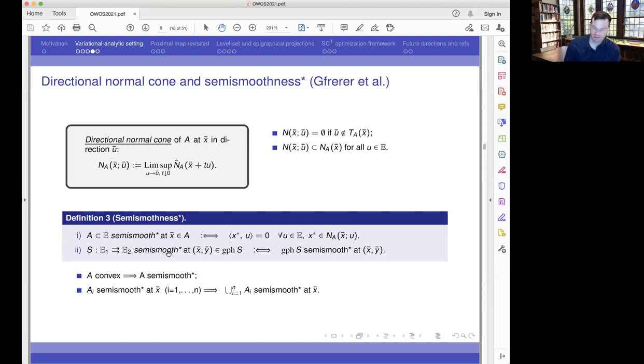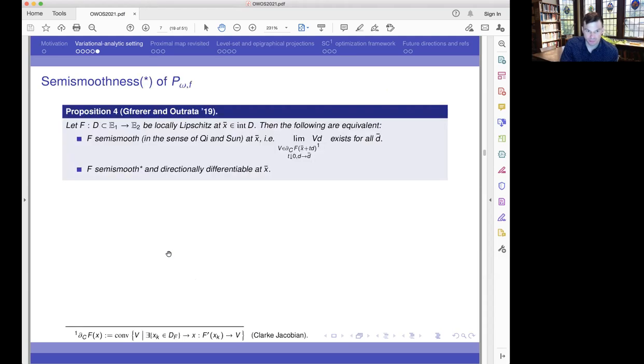Now, there's actually quite a nice calculus that comes with semi-smoothness star. And here are just two simple observations that they provide in their papers. If A is convex, then A is semi-smooth star, and a finite union of semi-smooth star sets stays semi-smooth star, which is very nice. So think of polyhedral set-valued mappings whose graph is the union of finitely many polyhedra, then you're in business with semi-smooth star, right? Okay, so can we bring this notion to bear for our solution operator?